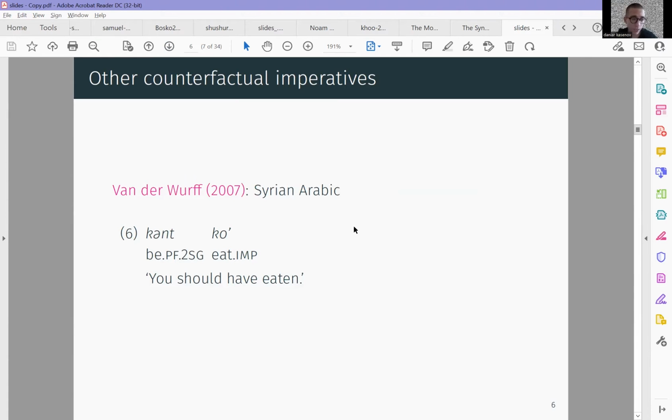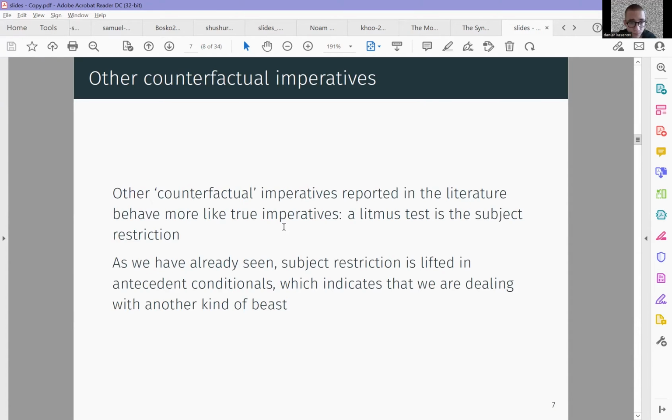And another example of such a phenomenon is in Syrian Arabic, which is even truer as an imperative, because it involves an imperative verbal form here, but it is also combined with an auxiliary in perfect, which, when combined, results in another counterfactual imperative, as in you should have eaten, and it is my suggestion, even though I know that you haven't already eaten.